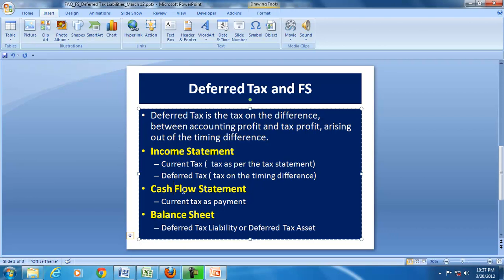And in the balance sheet, depending on the nature of the deferred tax, sometimes positive, sometimes negative, it may become a deferred tax asset or a deferred tax liability. So the bottom line is, deferred tax is an accounting adjustment to show the tax on the timing difference. Let us take an example.